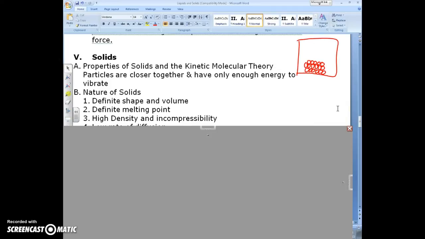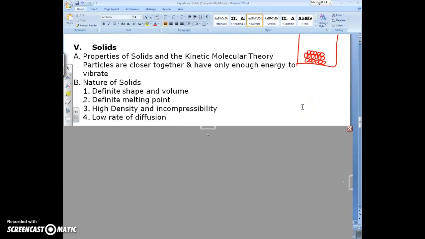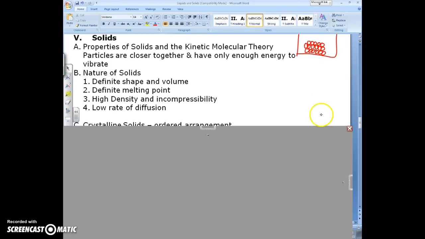They have high density because there's a lot of mass. Those particles are really, really close together per unit volume. And because those particles are so close together, there's no space to get rid of like there were with gases. Now, solids do have a low rate of diffusion. Notice I just said low, not no. So if you put two solids together, you will get some diffusion, but that is a very tiny amount, on a particle level, and it's going to take a really, really long time.